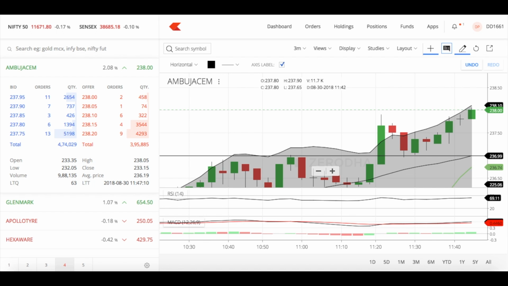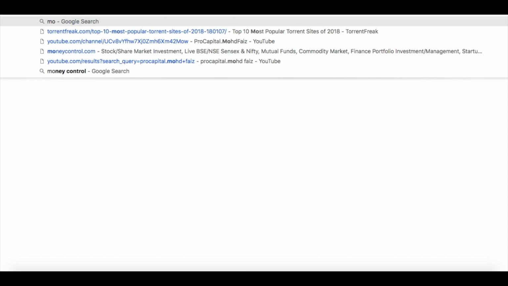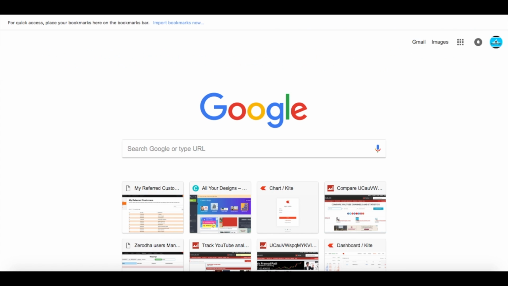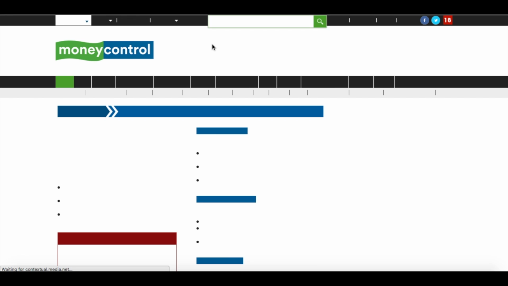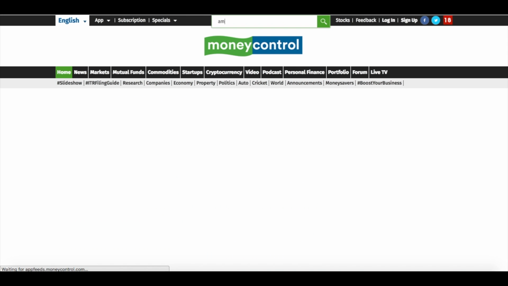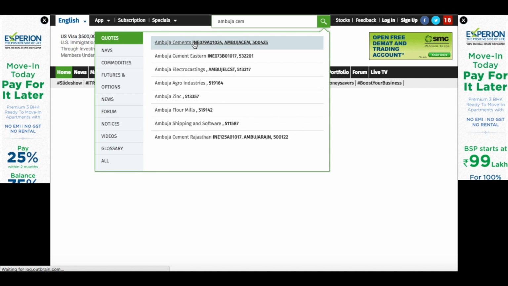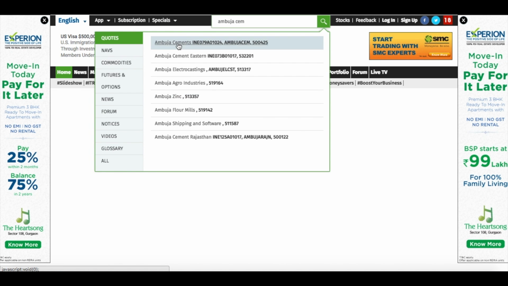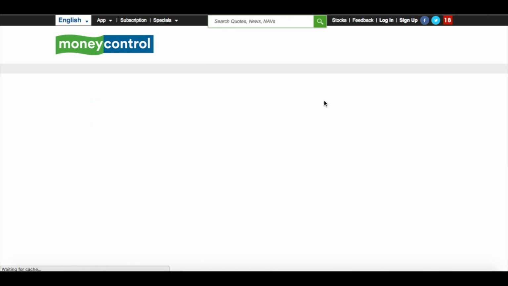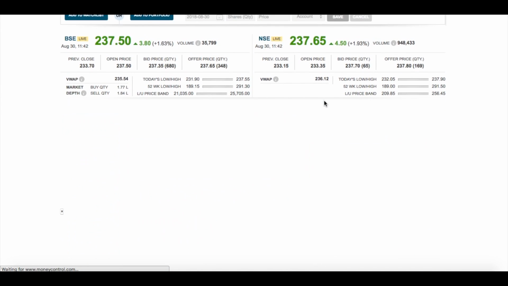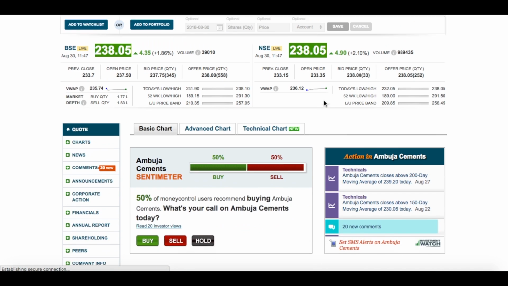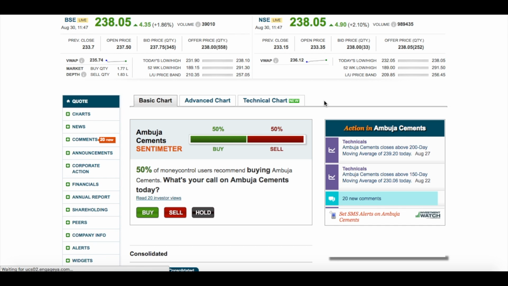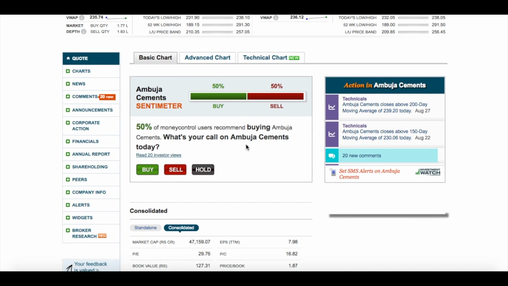Let's just go to Moneycontrol and just read about this particular stock. So this is Ambuja Cements. If you see, 50% of Moneycontrol users recommend buying, 50% say sell. So this is the sentiment of this particular stock currently. So it is in 50-50 mode.